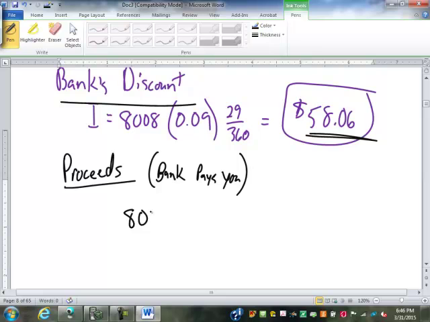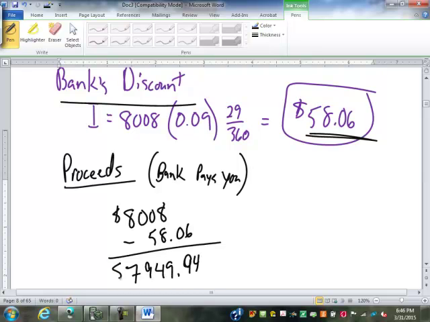So the proceeds are the $8,008, which would be the maturity value of the original note. Then the bank is going to subtract their discount, which would be $7,949.84. Correct? That's what the bank gives you.